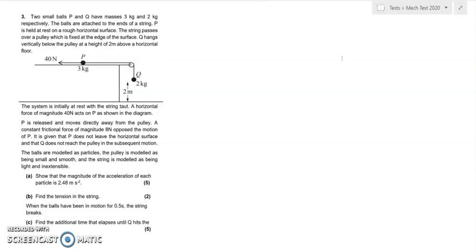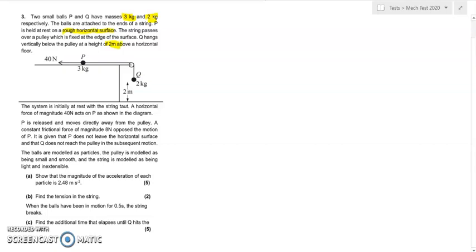So we have the third and final question here. Two balls P and Q have masses 3 kilograms and 2 kilograms respectively. The balls are attached to the ends of a string. P is held at rest on a rough horizontal surface. The string passes over the pulley, which is fixed at the edge of the table. Q hangs vertically below the pulley at a height of 2 meters above the horizontal floor.